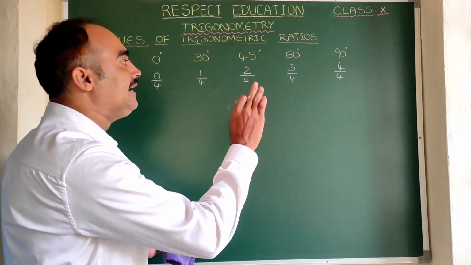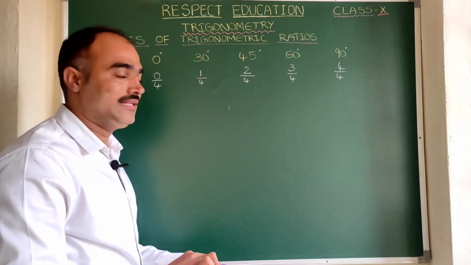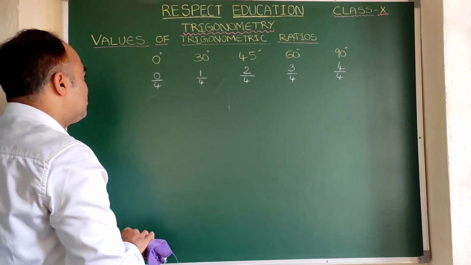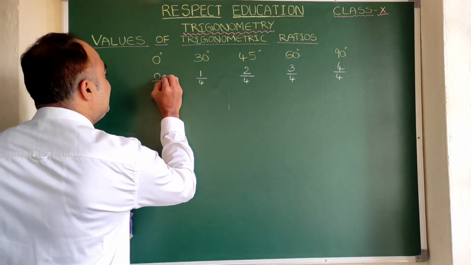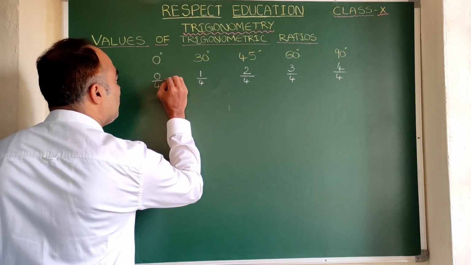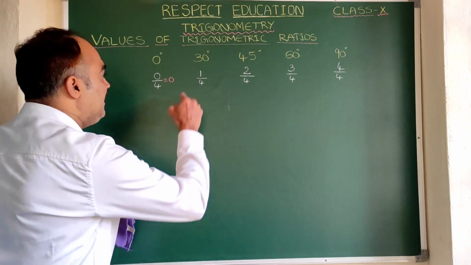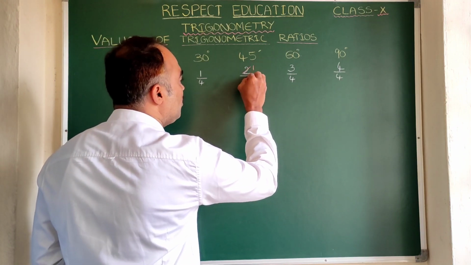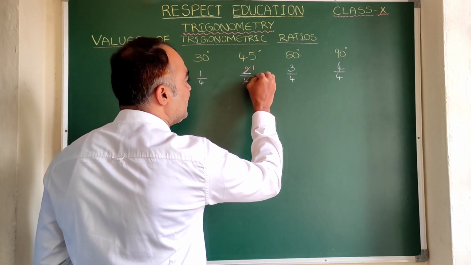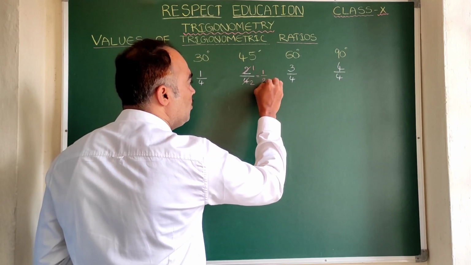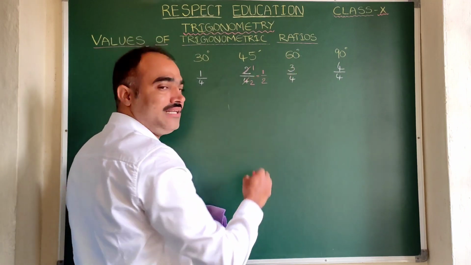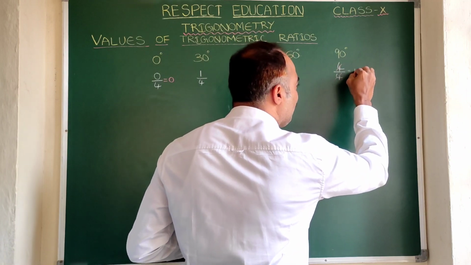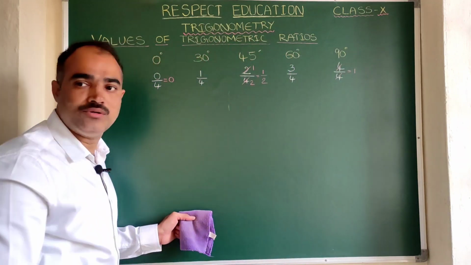After this what we need to do? If there is any cancellation, let us cancel. 0 by any number is 0. So here let us write this value as 0. Clear? Here there is no cancellation. 2 1s are 2, 2 2s are 4. So it is 1 by 2. Here there is no cancellation. Here 4 and 4 both will get cancelled. You will get here 1. Is there any doubt till here?